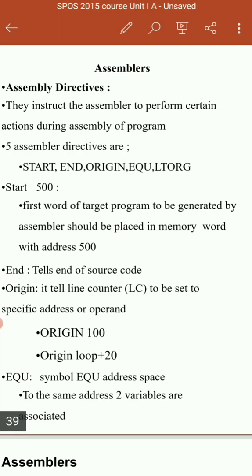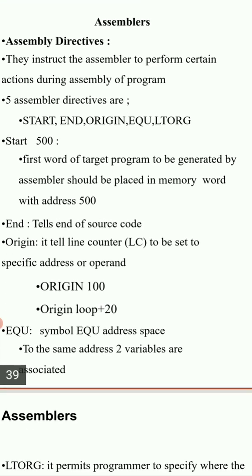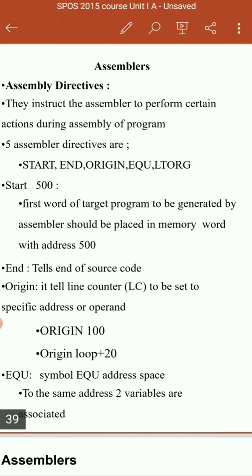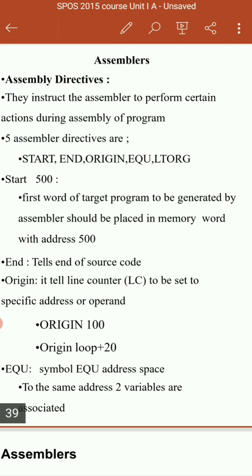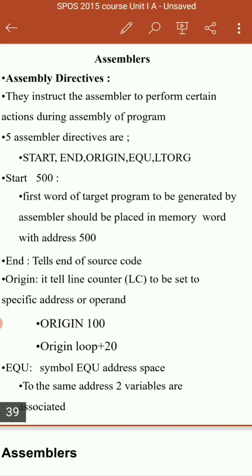Now about ORIGIN. Origin tells the location counter to be set to a specific address, or to the operand. So if we have ORIGIN 100, or we can write ORIGIN LOOP plus 20, it means the line counter, LC, is set to the specific address 100, or to the address which LOOP now has, and 20 is added to that.